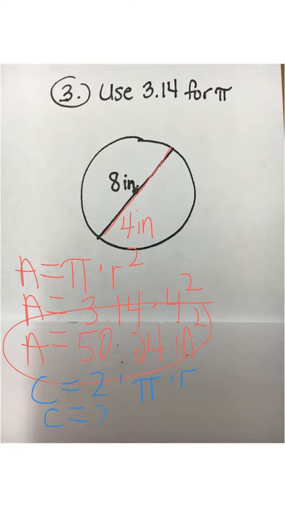For circumference, you're using 2 times pi times the radius. When you plug that in, it will be 2 times 3.14 times 4. Your circumference will be 25.12 inches.